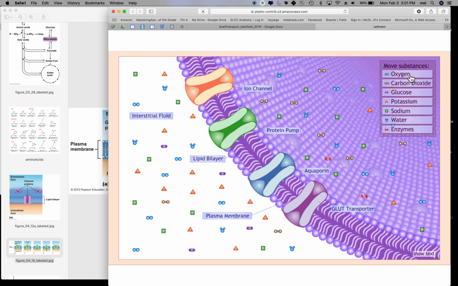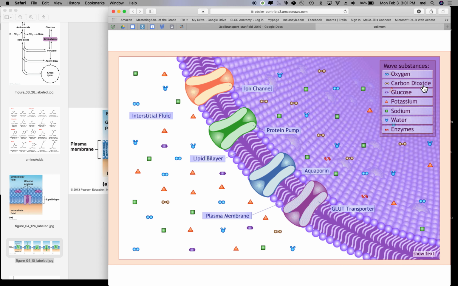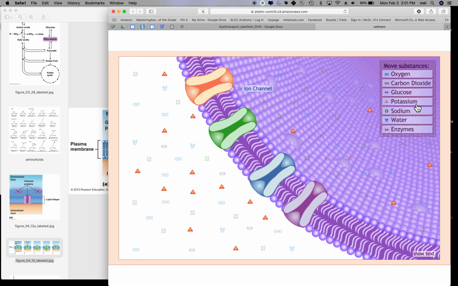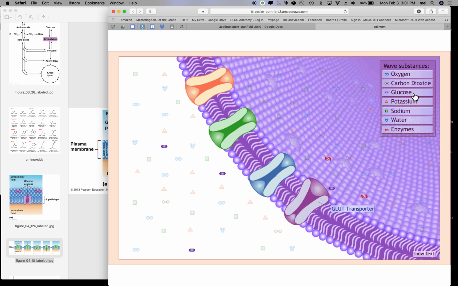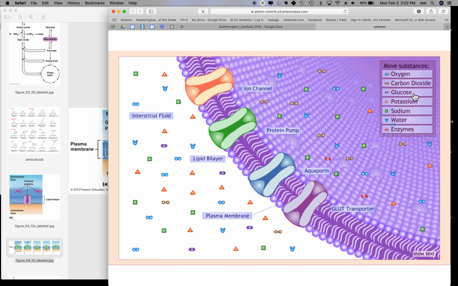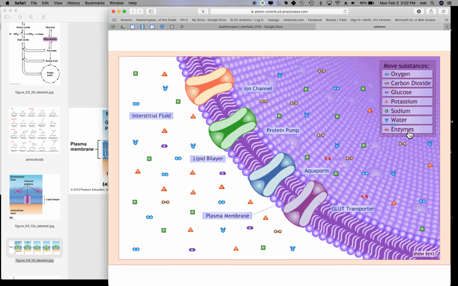straight diffusion, like oxygen does and like carbon dioxide does, diffusion through a channel, like for instance potassium does, diffusion through a carrier, like glucose does, or vesicular transport, like protein secretion. How do you predict which one you are going to do?